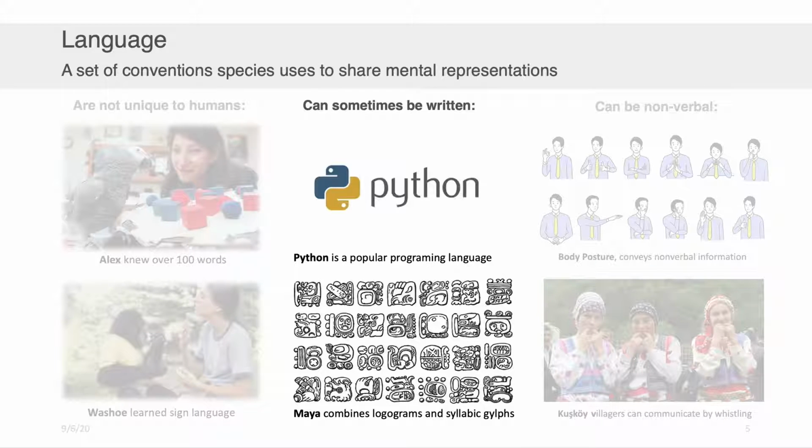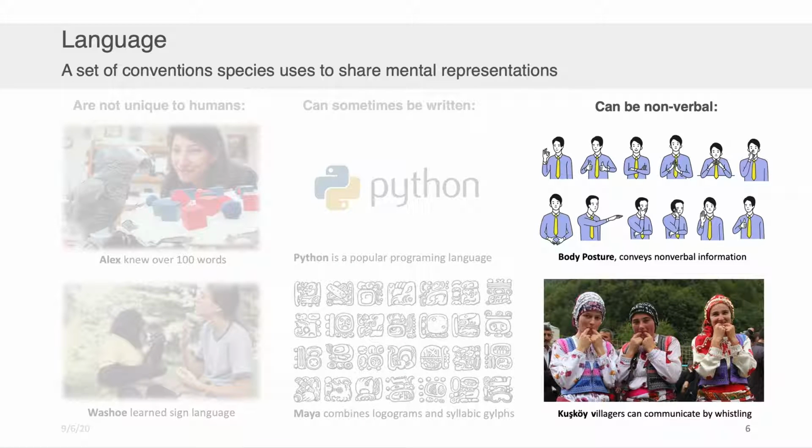language doesn't just have to be written in words, a string of characters that together provide some meaning. Language is any convention that we can use to exchange ideas. So mathematics is a language. The Python programming language is, as the name says, a language. And the Mayan pictographic language is also a language because all of these things allow us to exchange ideas across our species. And on that note, it can also be nonverbal.